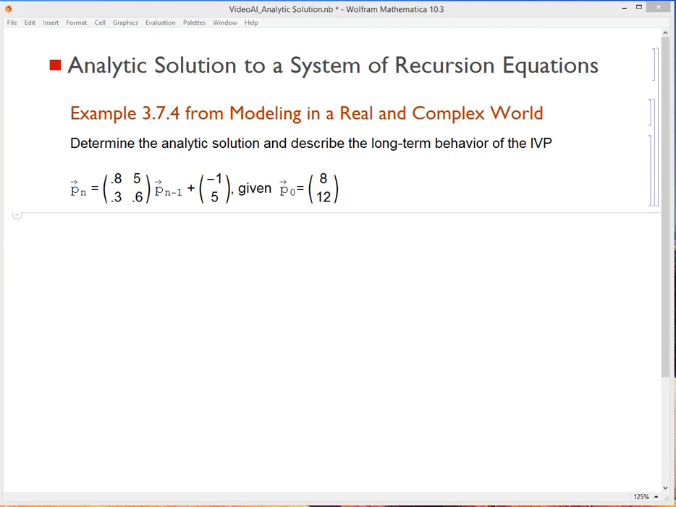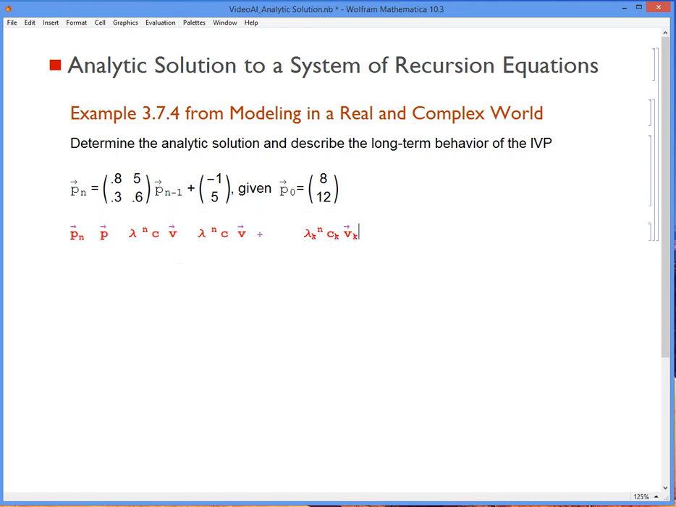And so I've written this out as we're accustomed to seeing our systems of recursion equations expressed, in matrix-vector form, right? And so if I'm going to find the analytic solution, then I've got to use two formulas from my formula reference card. The first one is the actual analytic solution, and it looks like this.